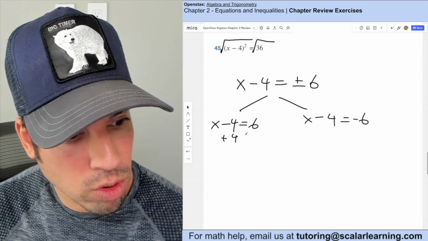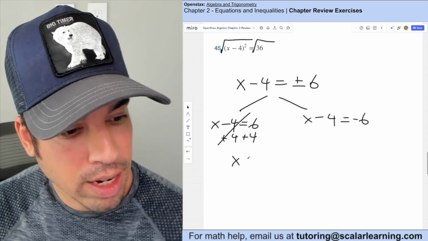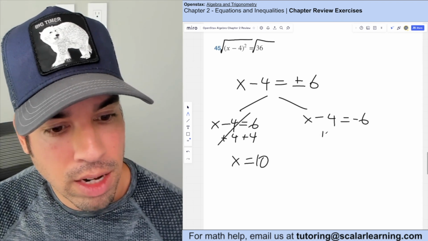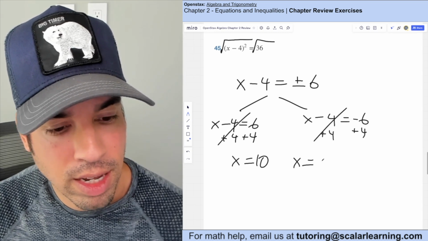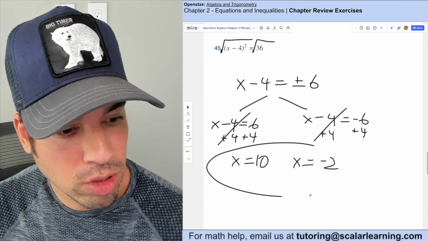So we're going to add 4 to both sides like so. We get x equals 10. Add 4 to both sides. And we got x equals negative 2. Here are the two solutions.